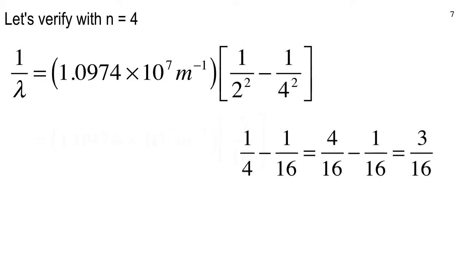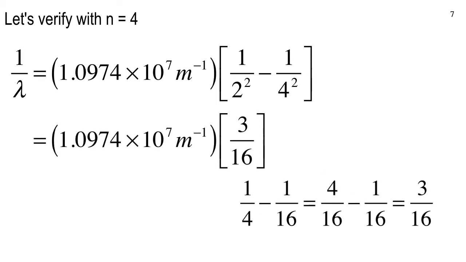All right, let me get that scratch work out of the way. Here it is. So 1 over lambda, okay, here's the Rydberg constant, 1.0974 times 10 to the 7 inverse meters, times my square bracket, 3 over 16. Ding! All right, so if you can do a subtraction of 2 fractions in the square brackets, you can handle Balmer's formula. It's not too bodacious.